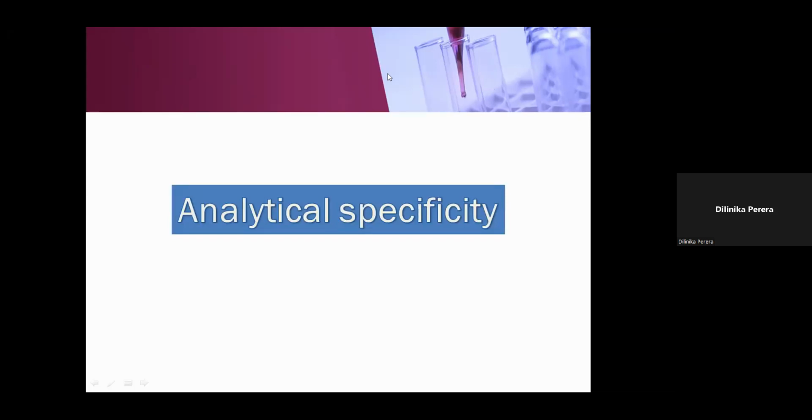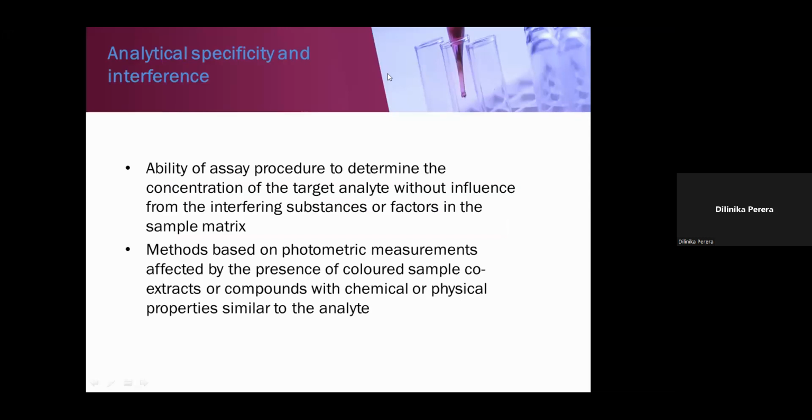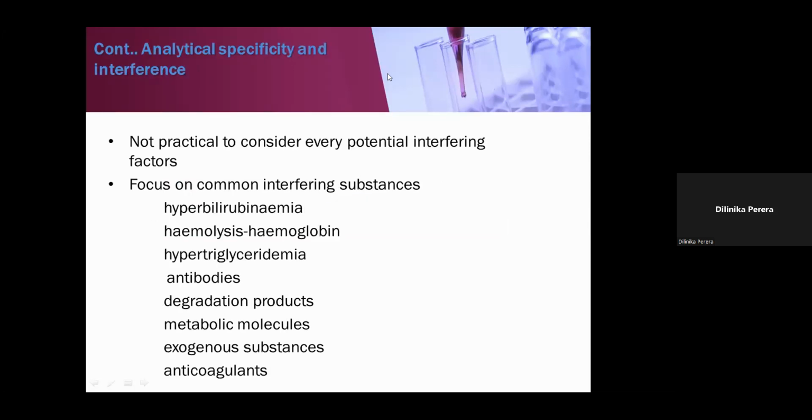Compared with the analytical sensitivity, what do you mean by analytical specificity, or interferences? This is the ability of the assay procedure to detect the target analyte without influence from other interfering substances in the sample matrix. Especially photometric measurements are affected by the presence of a lot of colored compounds in the sample, or substances which are physically similar.